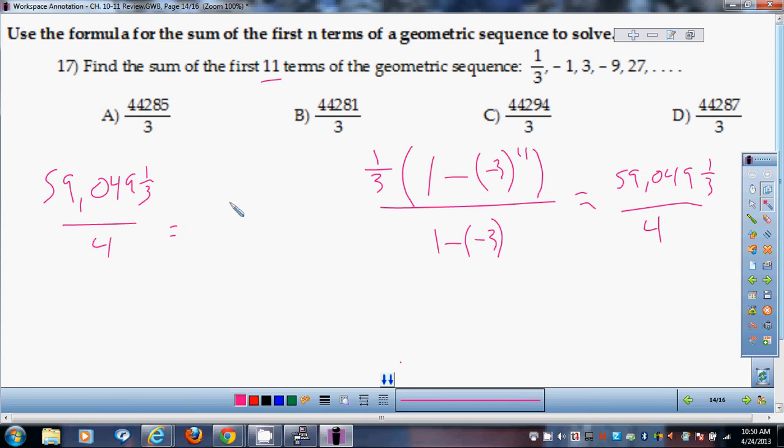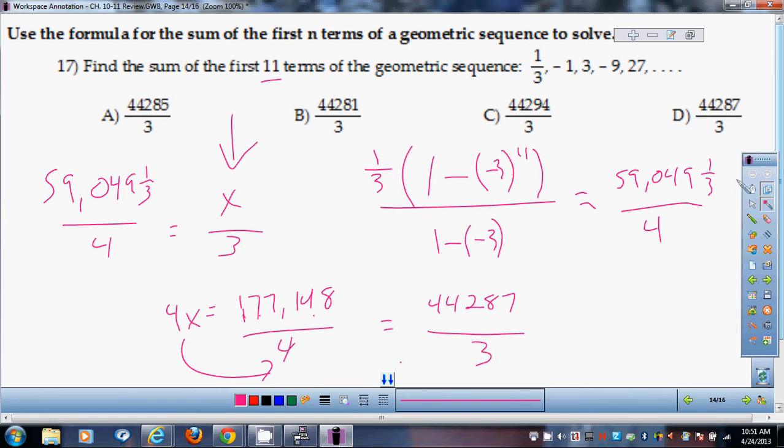Wait, what? 177,000? Yeah. Okay. Now divide that by 4. 44,287. So that would be D. Because remember, we were solving for X, which is over 3. Or yes, you could just punch them in, see which one's the same as the decimal. That would work as well. Boy, that was ugly. Last one, unless there's a question.